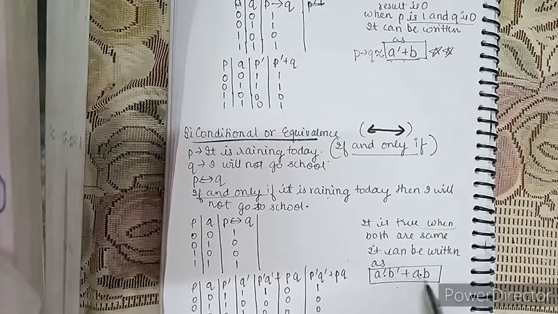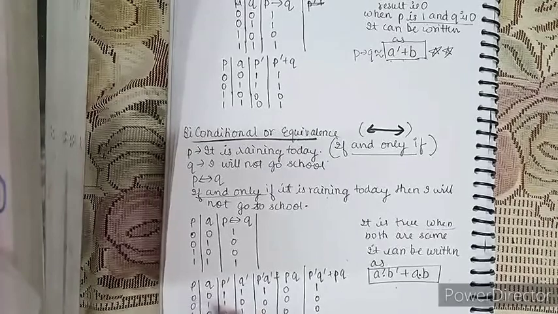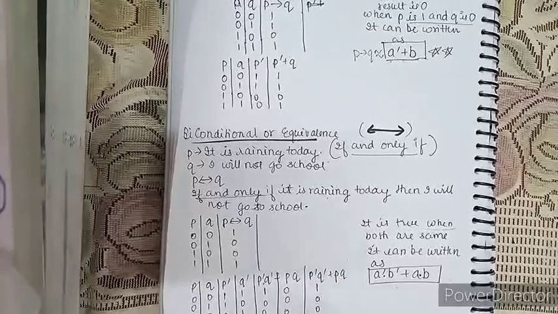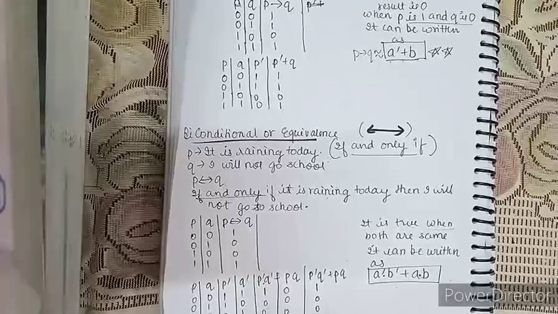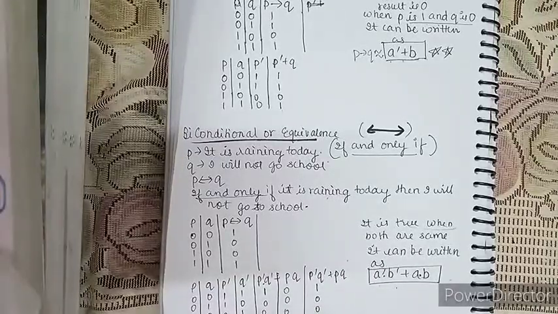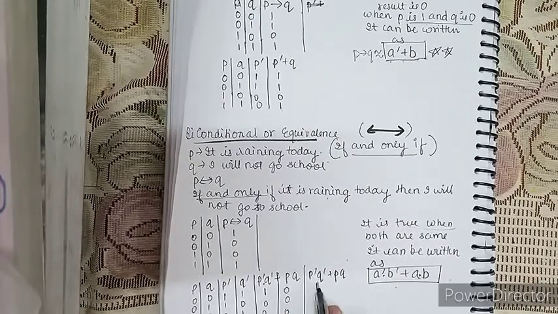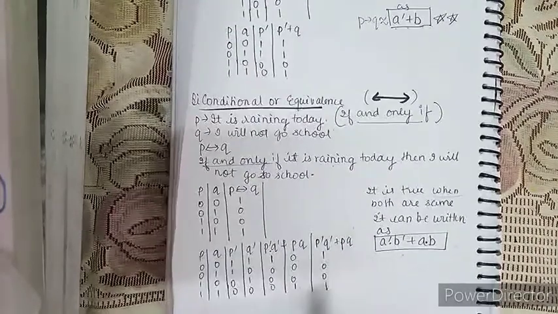Then A dash B dash plus AB: P, Q, P bar, here we are writing negation of P, just the opposite of P, and Q bar, just the opposite of Q. Then P bar dot Q bar gives 1 only when both are 0, and PQ gives 1 only when both are 1. Then P bar Q bar plus PQ gives 1 0 0 1.